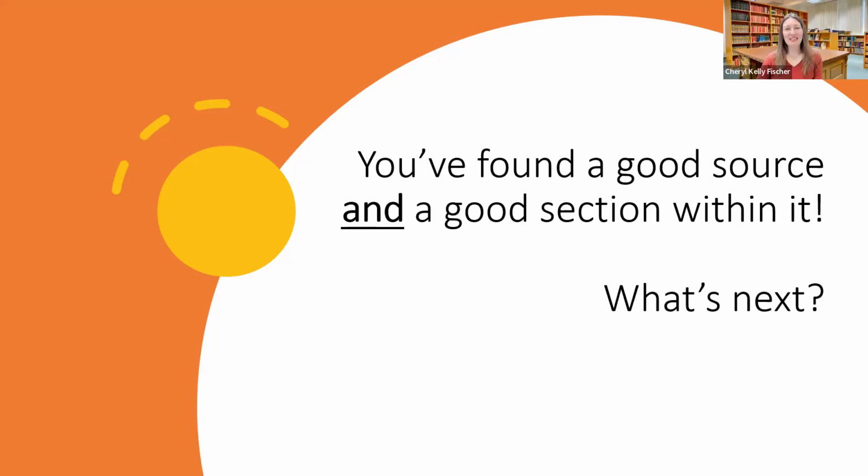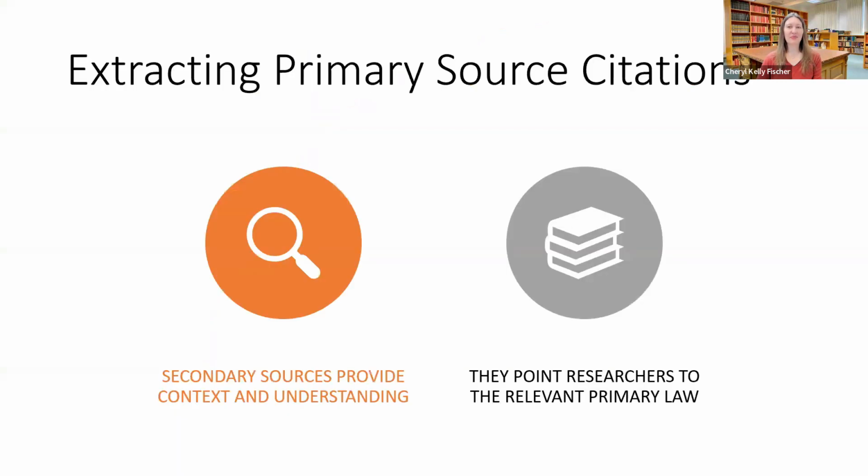We're almost there. So you've chosen a secondary source and you've navigated it and you even found a good section within it. So what's next? Well, we know that secondary sources are not the law. They provide context and understanding, but they're not binding authority, and you do want to find that binding, that mandatory authority. So this video will cover extracting primary law from a secondary source.